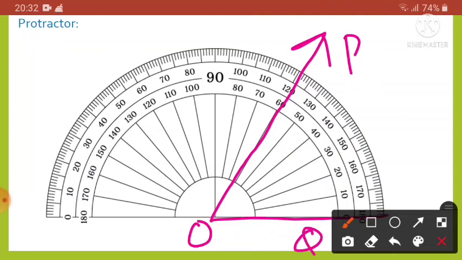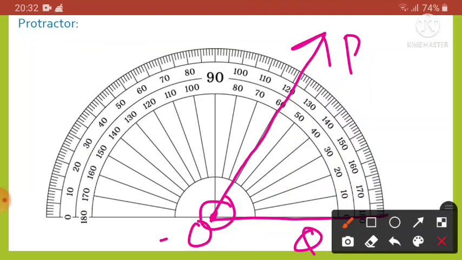At first, match the center of the protractor with the vertex, that is O here. We have to match the center with the line. Then move the protractor to match the ray OP, one arm of the angle. The other arm OQ will point towards one portion of the protractor. Now start counting from 0 degree till you reach the other arm.